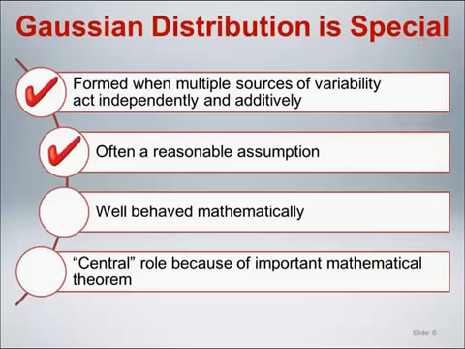Because scatter or error is often the result of many independent causes, assuming that the distribution will follow a Gaussian distribution is often a reasonable assumption to make for a variety of variables. The reasonableness of a Gaussian assumption is fortunate because the distribution is well behaved mathematically. If one can assume a Gaussian distribution, statistical calculations can be greatly simplified. As will be discussed later in this module, the Gaussian distribution plays a central role in statistics because of an important mathematical theorem.